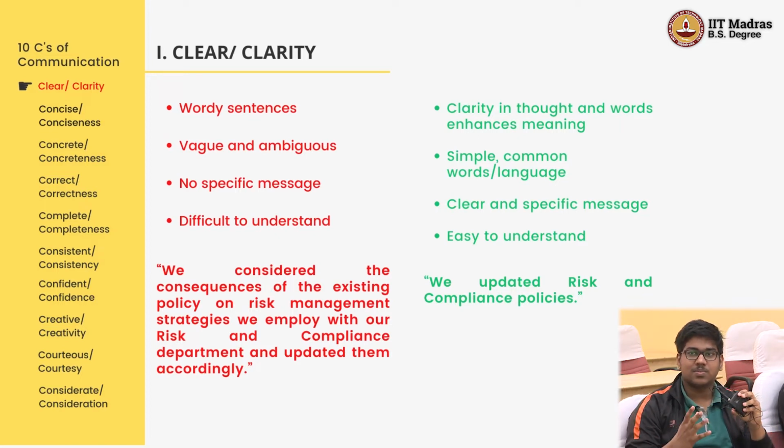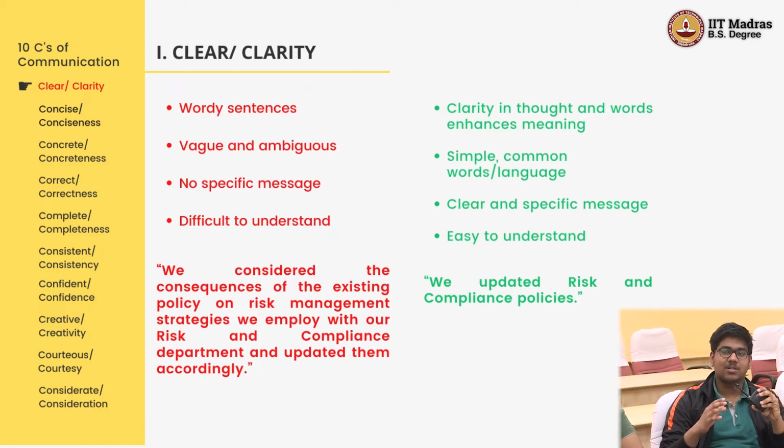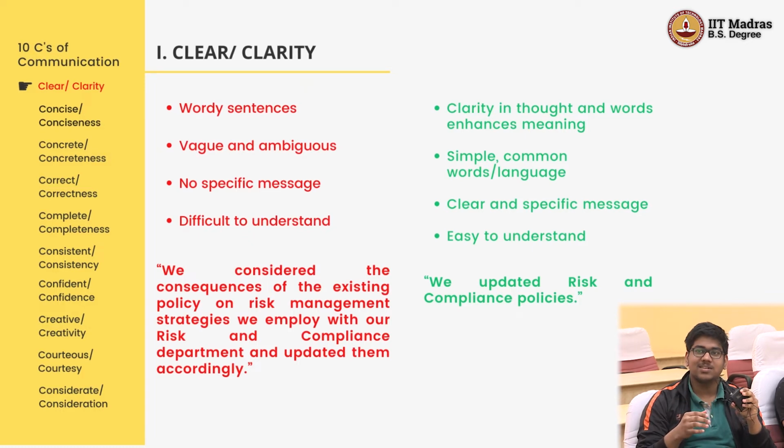The examples are given as follows. The wrong, complex example is: we considered the consequences of the existing policy on the risk management strategies we employ with our risk and compliance department and updated them accordingly. This is a really wordy sentence and insanely difficult to understand. A good alternative would have been: we updated the risk and compliance policies, which is easier to understand and clear for everyone. That's it.